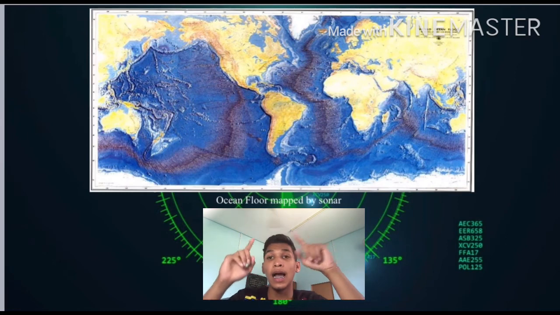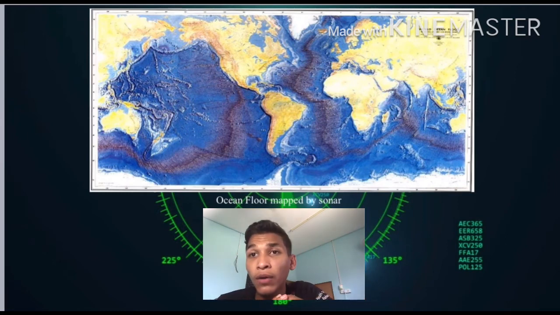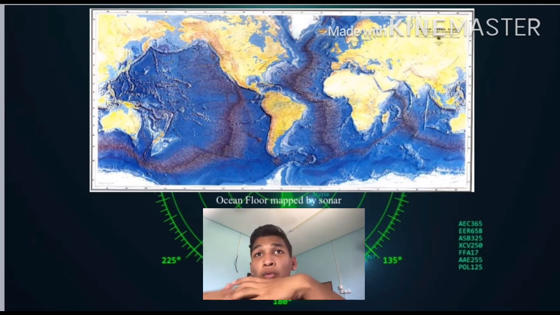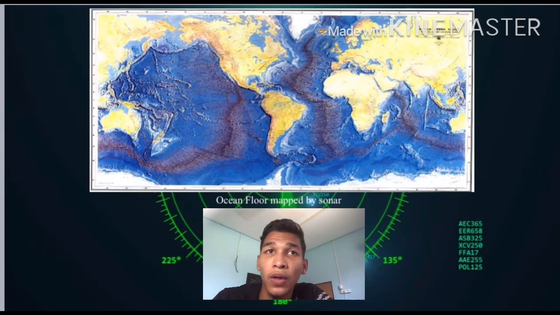Up here, I have one example of ocean floor which is mapped by side scan sonar. This is one of the maps of the world ocean floor.